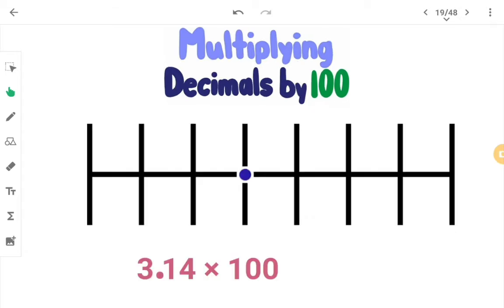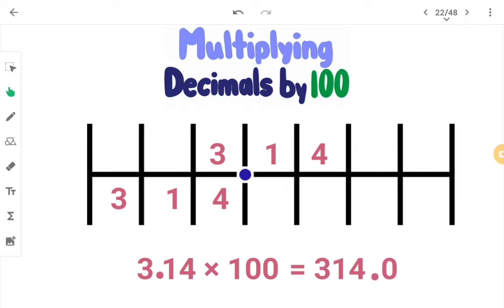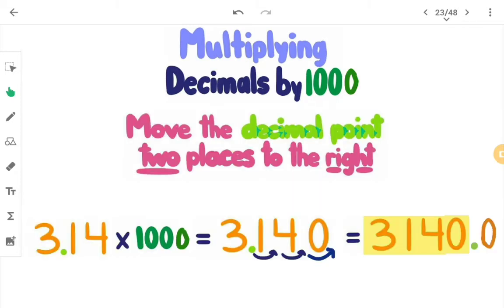Let us see with the grid. The same example, 3.14 into 100. 3.14. Is it right? How many places are we going to move? We are going to move 2 places. Then what will you get? 314 point. If there is no value, you have to put 0, right? That's what you are getting. 314.0.